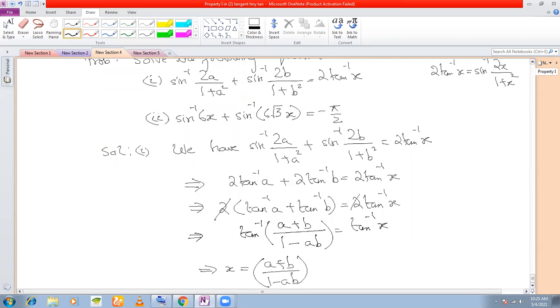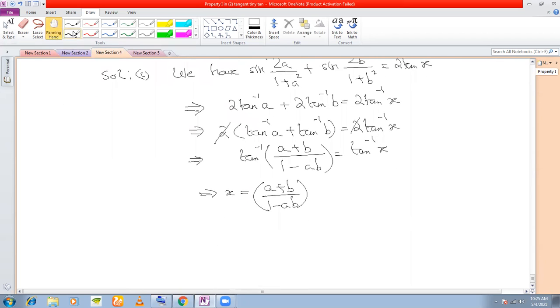Let us do the second one then. The question here is, we have sin inverse 6x plus sin inverse 6 root 3 x is equal to minus pi by 2.